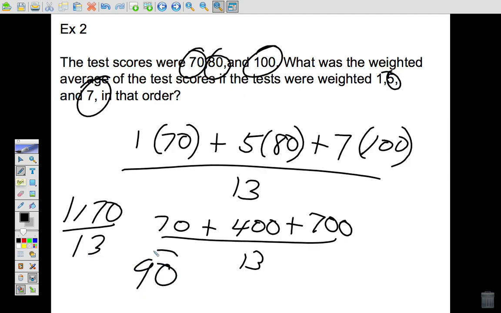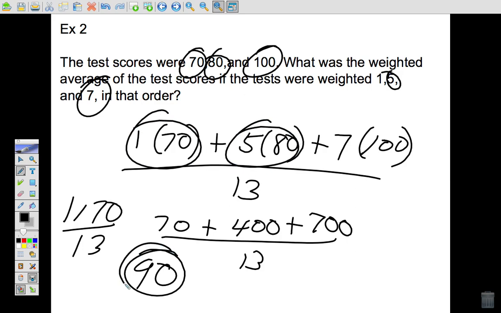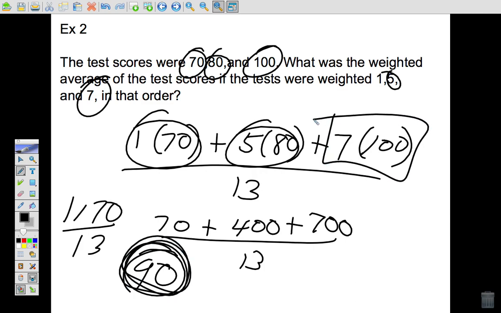Now, I can check this to kind of see if I did this correctly. Does 90 make sense? So you had kind of a low score, kind of had an average score, but notice we ended up with a fairly high score. Well, that's because this test was worth so much and this person did so well on it. So it makes sense.